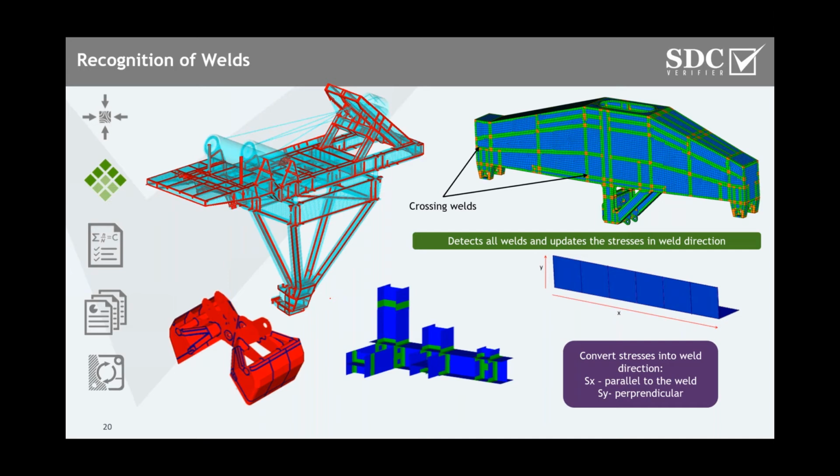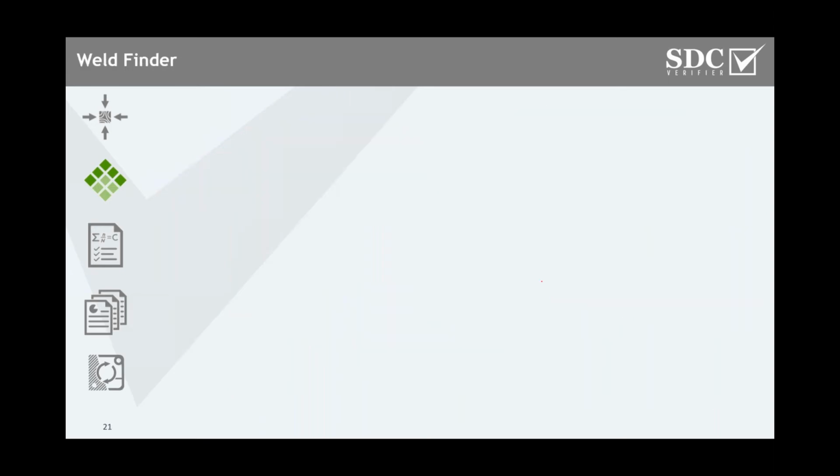And it's not only detecting the welds and the elements that are subjected to be the welds, but the software is also updating the stresses and the forces in the weld direction. So after the recognition is done, the force along the weld and perpendicular to the weld is available and can be used for determining the classification of the weld or to perform the checks according to regulations.